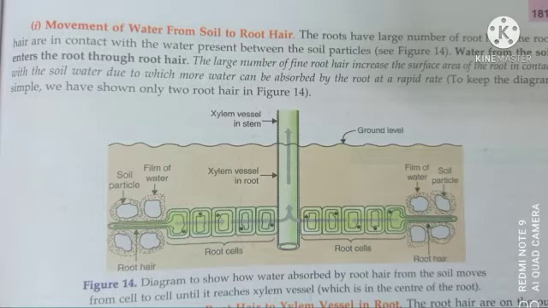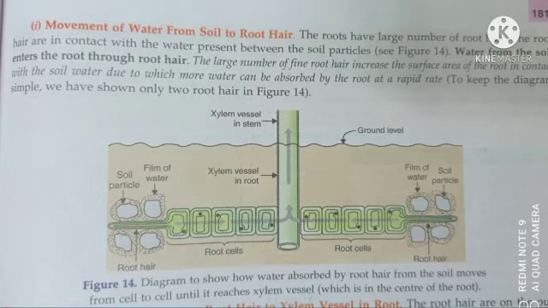Now, water absorbed by the root hair from the soil moves from cell to cell in the root and ultimately enters the xylem vessel, which is located in the center of the root. Have you noticed in the figure 14? Okay. Once the water reaches the xylem vessel of root, it moves upwards and goes into interconnected xylem vessel of stem, branches and leaves of the plant.